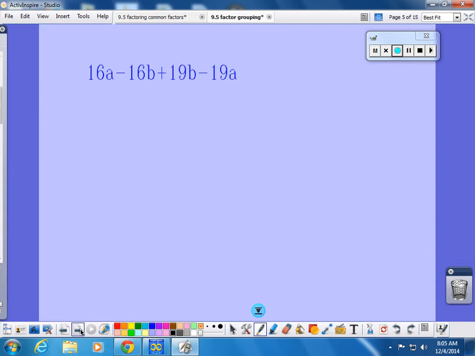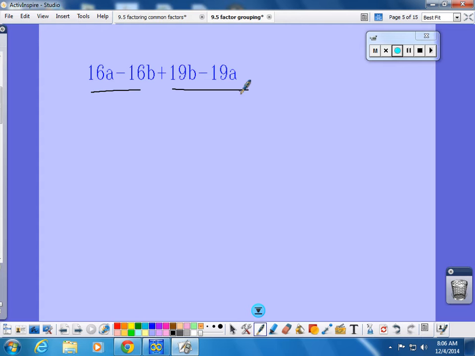You say, well, I could see by variable, I could group these A's and B's. Or if I'm looking at it by numbers, I could group the 16s and the 19s. And you won't miss it whichever way you choose to do it. For example, I'm going to do it by the numbers first. You do it 2 different ways. You can pick which way you like. I just want you to be able to recognize and see things.